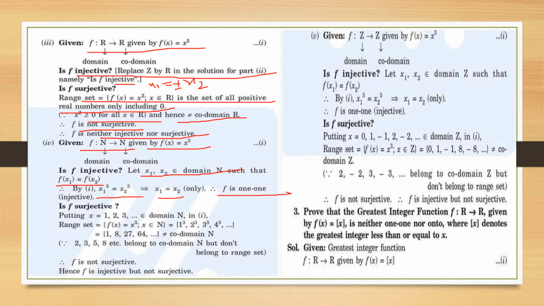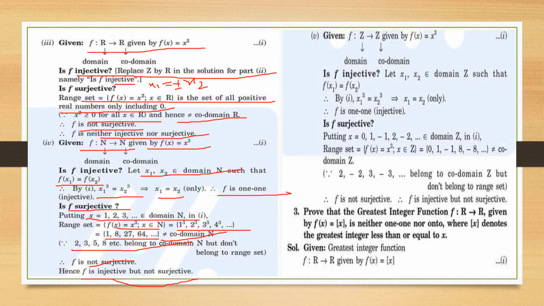Is f surjective or not? Take elements of the domain, like the natural numbers 1, 2, 3. See whether I get all the natural numbers. I'll get 1³ as 1, 2³, 3³, which is not equal to the complete codomain N. Elements like 2, 3, 5, 8, etc. are not there. So it is not surjective. So it is 1-1, but not onto.